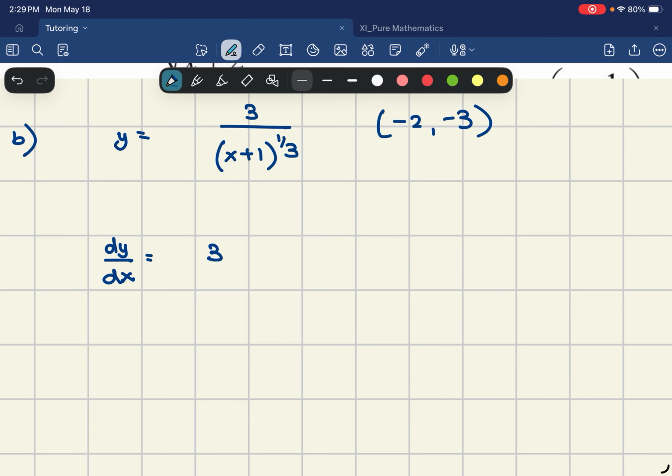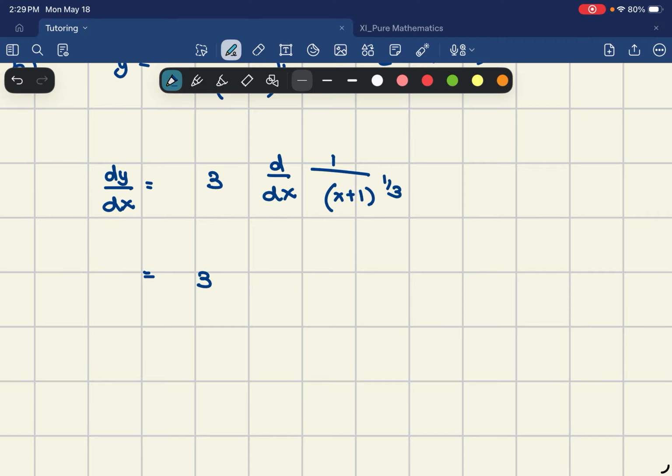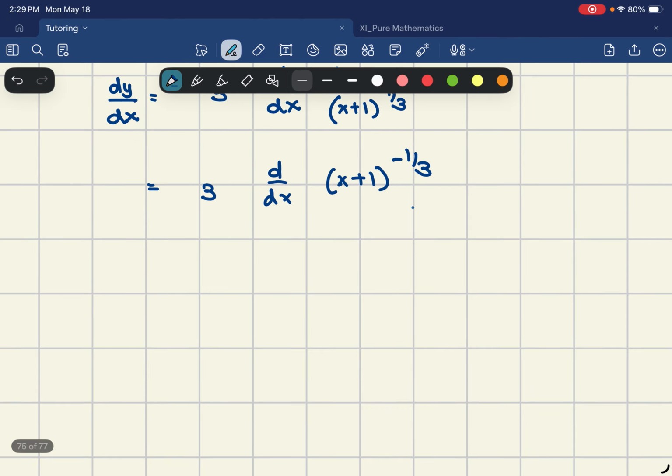So that is going to be 3 d by dx of 1 over x plus 1 to the power 1 over 3, right? So that is going to be 3 d by dx of x plus 1 to the power minus 1 over 3. And now we can differentiate this, right? 3 times bring minus 1 over 3 to the front, x plus 1. And if you subtract 1 from this power, you're going to get minus 4 over 3.